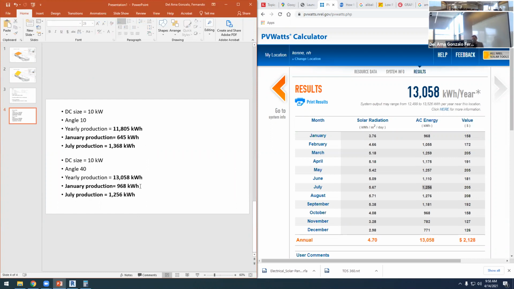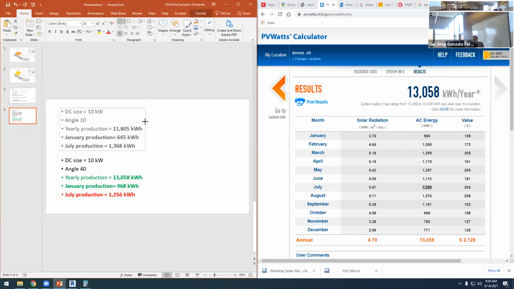Okay, so if we are analyzing these results, in terms of yearly production, probably this is better. But in terms of the production in July, this option is worse. Now, with this data, we can make a decision. Are we interested in the yearly production, or are we using the building only in summer? So if we are using the building in summer, 10 degrees is better than 40. If we are using the building only in winter, 40 is much better than 10.